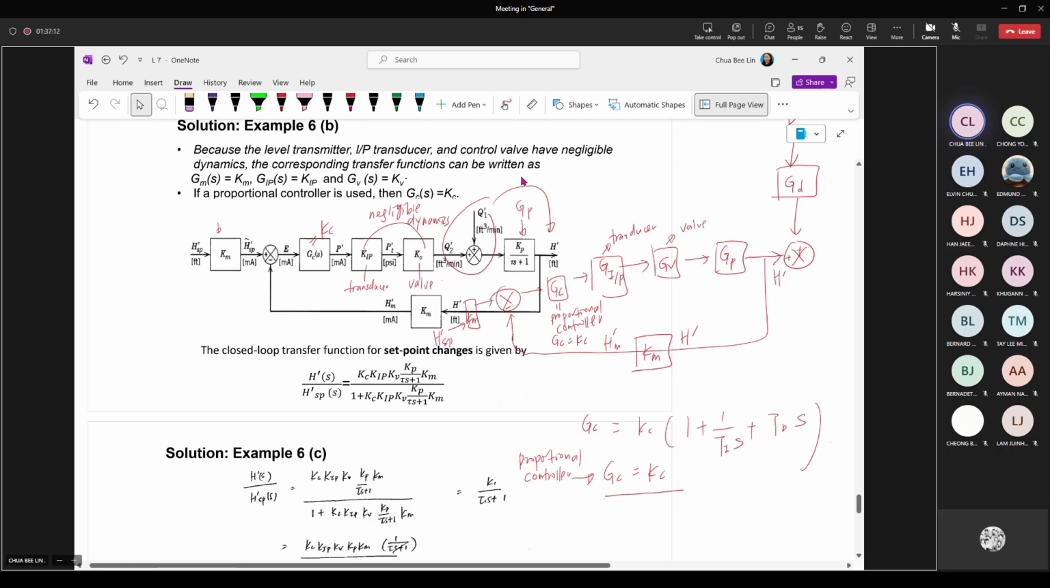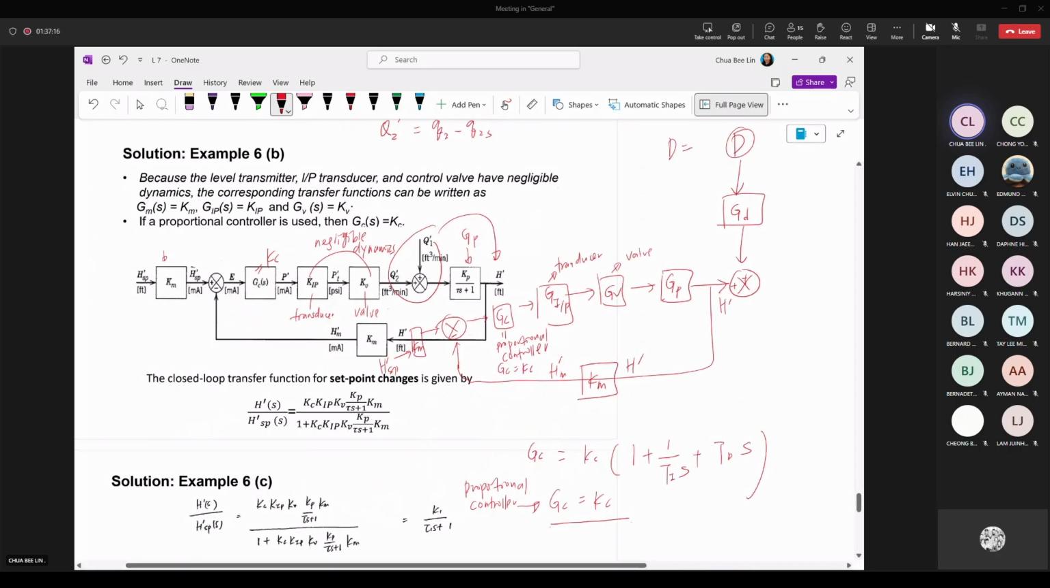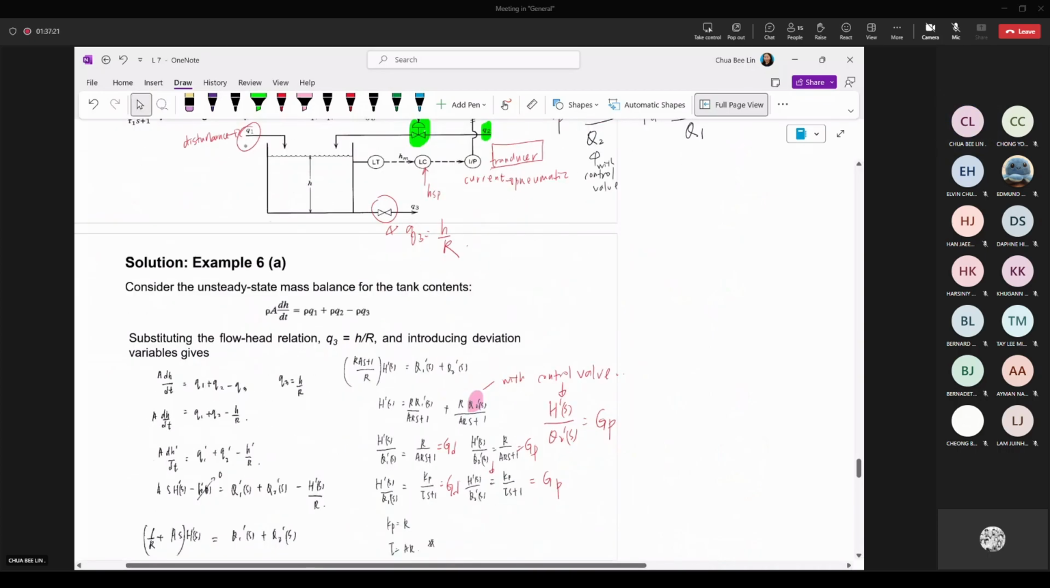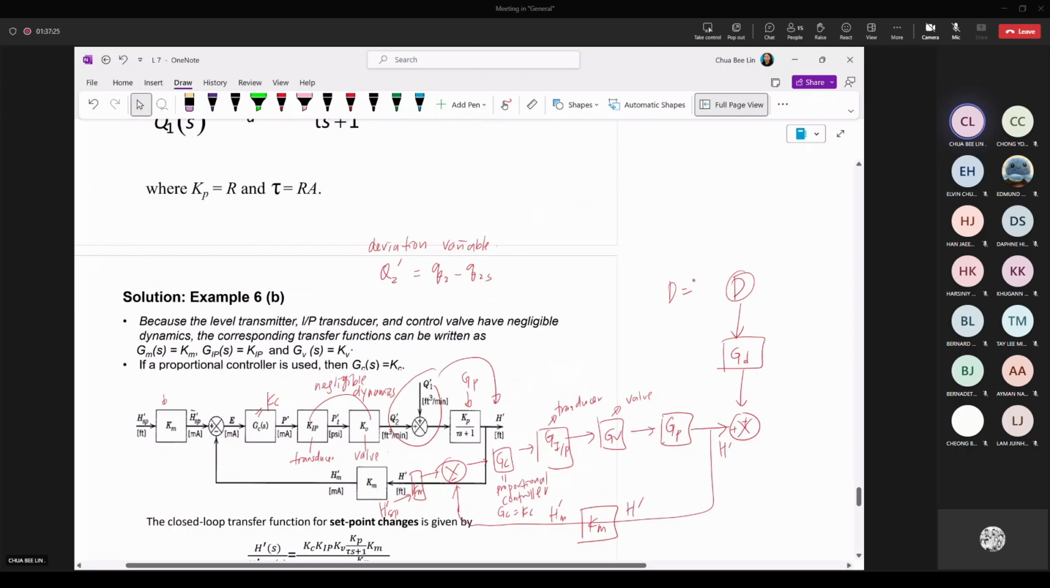Then the other one here, what is your input for this? D equals your disturbance. So your disturbance is Q1. So here everything in capital, so Q1 prime. Okay, that's why I put this as the input. Okay, so this is 6B.